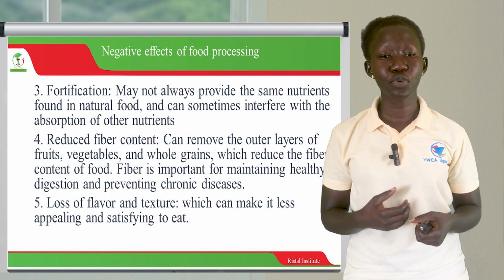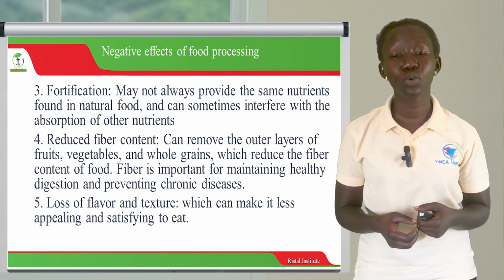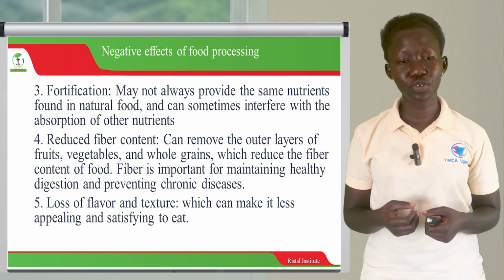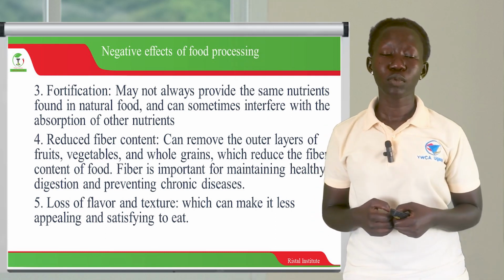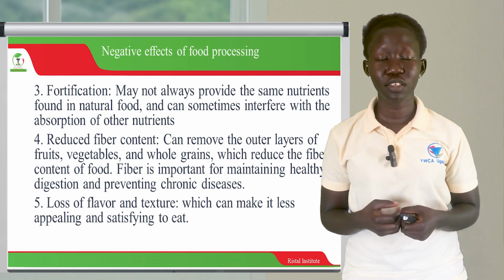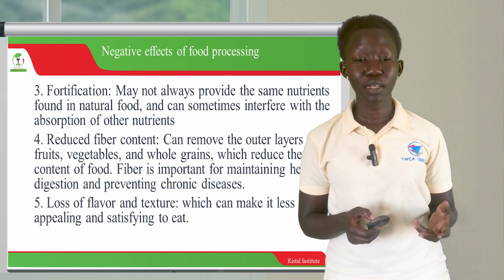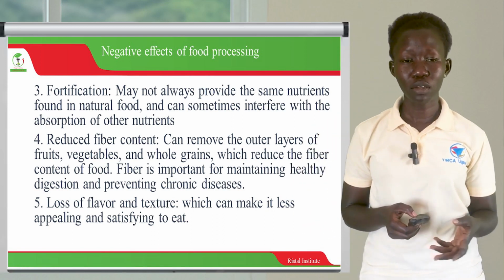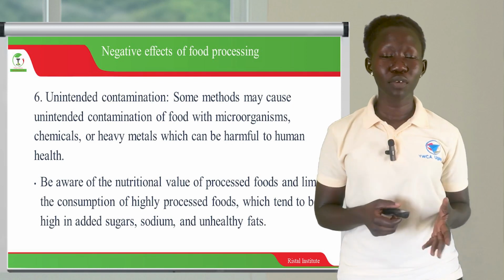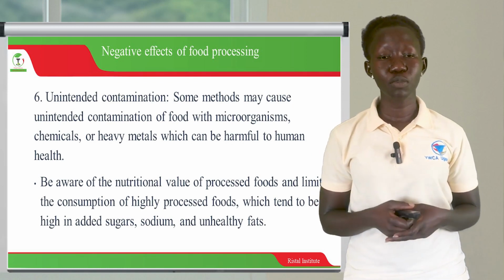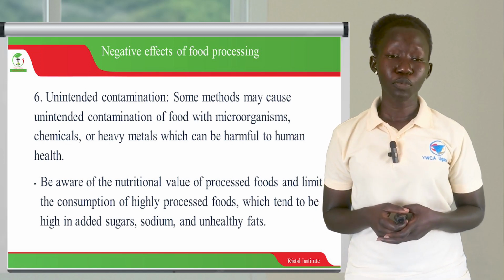And when you process food, you remove the outer layers of the fruits, the vegetables, and even the whole grains. This basically reduces the fiber content. We also have the loss of flavor and texture, which makes it less appealing and satisfying to eat. Some foods are better eaten raw. They are more palatable when eaten raw compared to when they are processed. And we also have unintended contamination that may occur during the process of food processing.